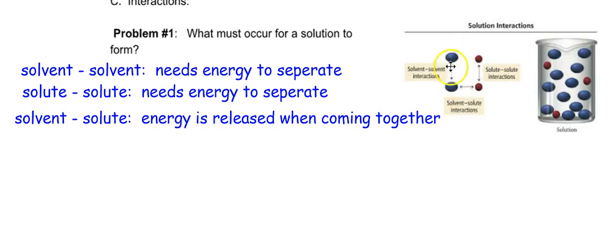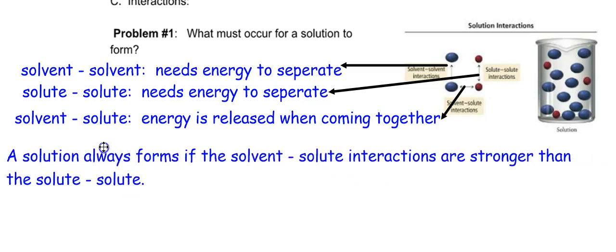So this phase right here is going to be endothermic. Okay, so I'll do that. That's this part right here. The solute step is also endothermic, but then the energy when the solute and the solvent come together, that is your exothermic energy, is released. Okay, so what happens?